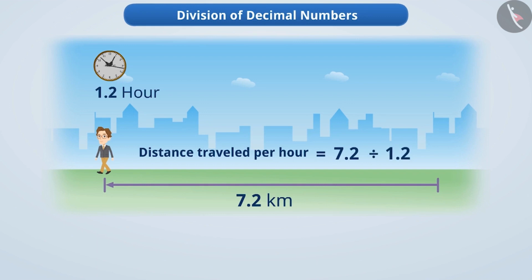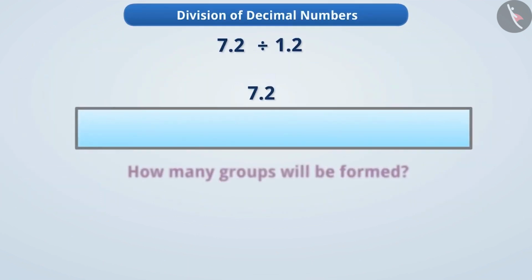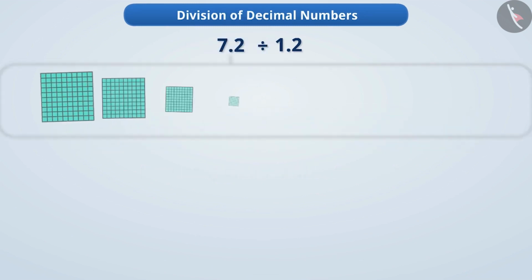As you can see, here we are dividing one decimal number by another decimal number. Let's obtain the quotient of 7.2 divided by 1.2. 7.2 divided by 1.2. This division means how many groups of 1.2 can be formed out of 7.2. So let us denote the number to be divided first. We will do it in this manner.